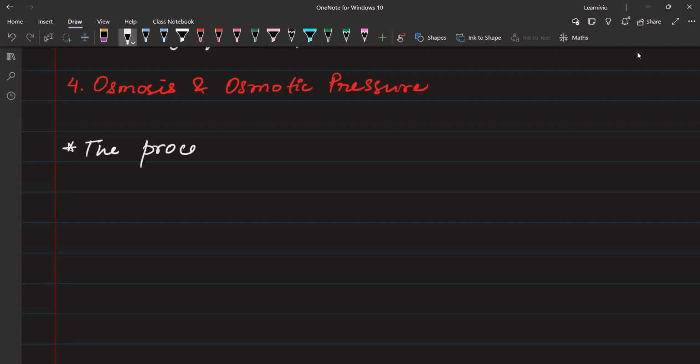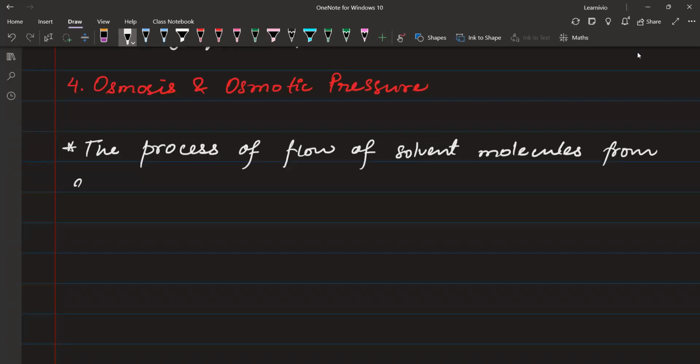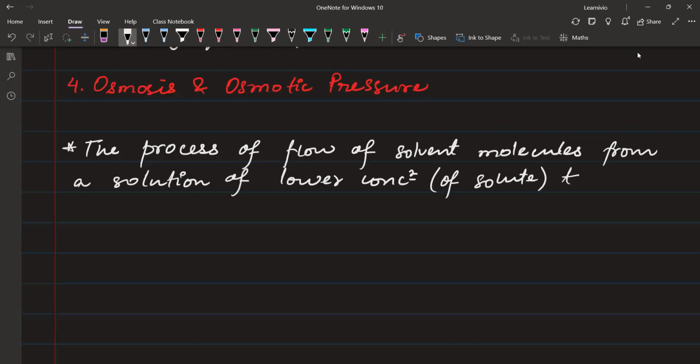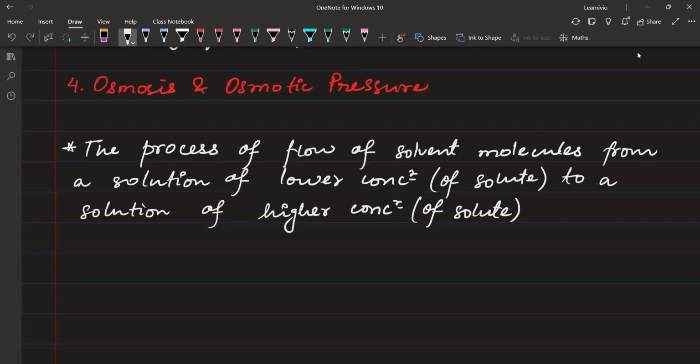The process of flow of solvent molecules from a solution of lower concentration of solute to a solution of higher concentration of solute via a semi-permeable membrane.